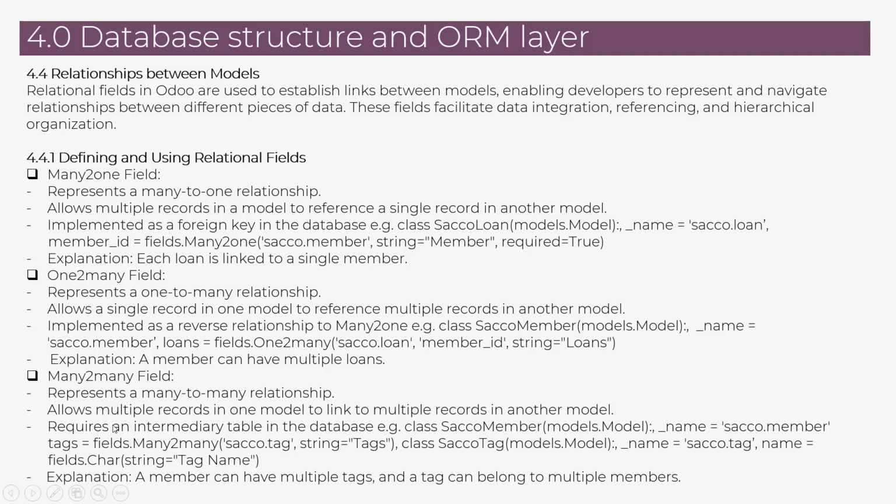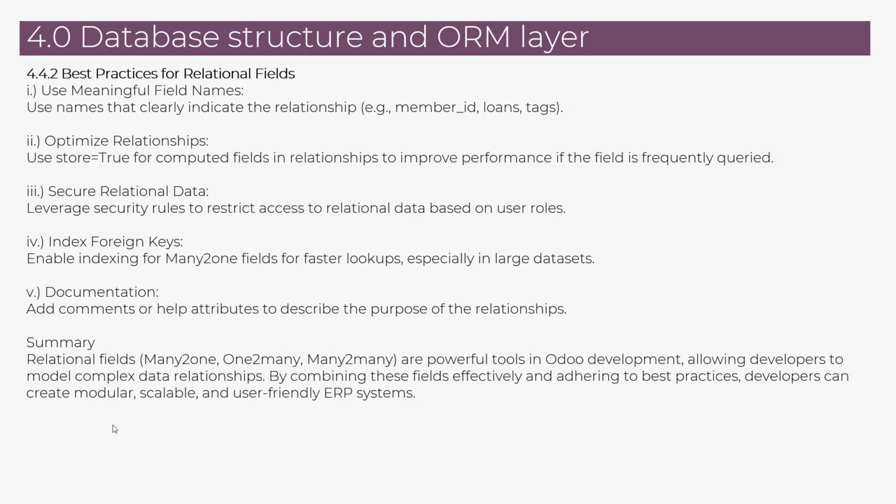So relationship between models, I think we've covered this relation of fields: the many-to-one, the one-to-many, and the many-to-many. Best practices for relation of fields: use meaningful field names, optimize relationships, secure relational data, and use foreign keys.